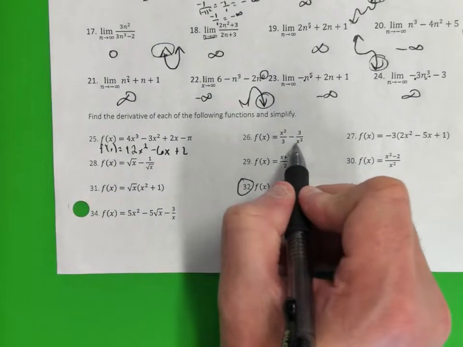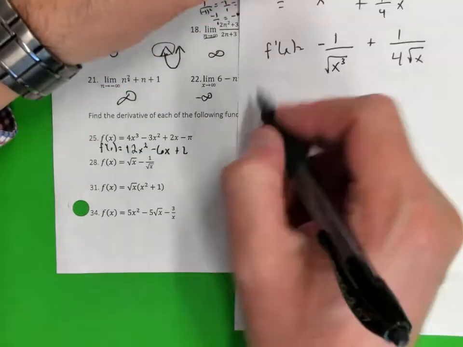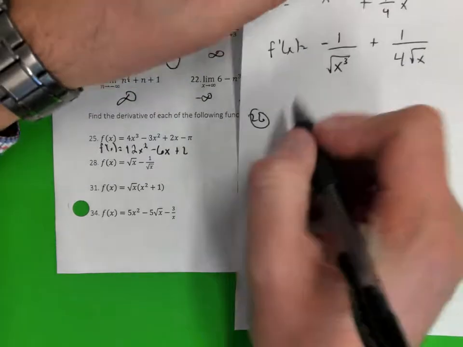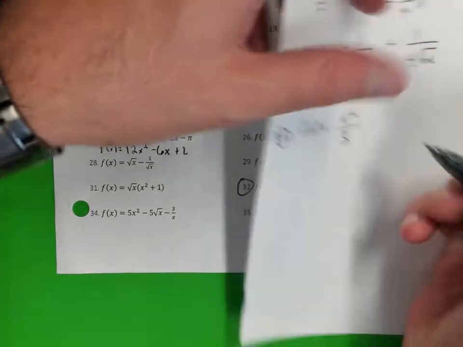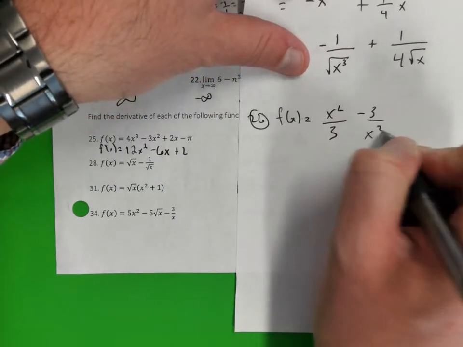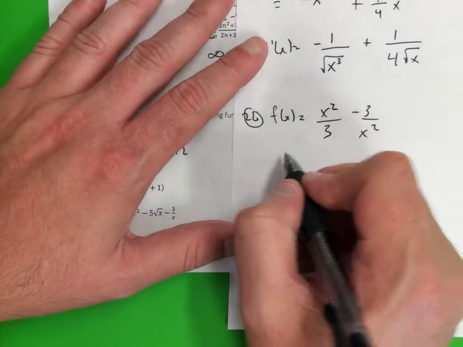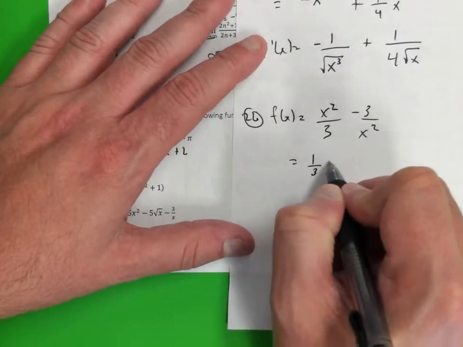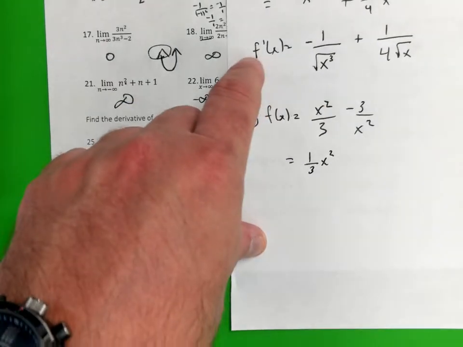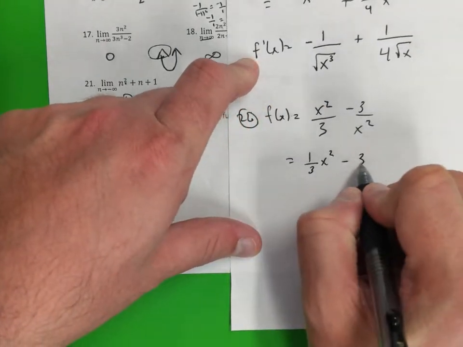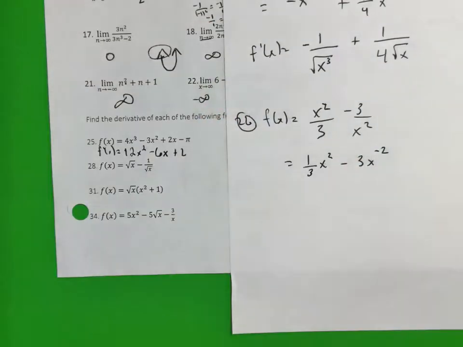Number 26. This right here makes me want to rewrite it. F of x equals x squared over 3 minus 3 over x squared. And I have a fraction here. I need to rewrite that as well. That equals 1/3 x squared. I did not make that a negative 2 because that was not in the denominator. Minus 3. Now this is moving up, so that does become a negative 2 there.